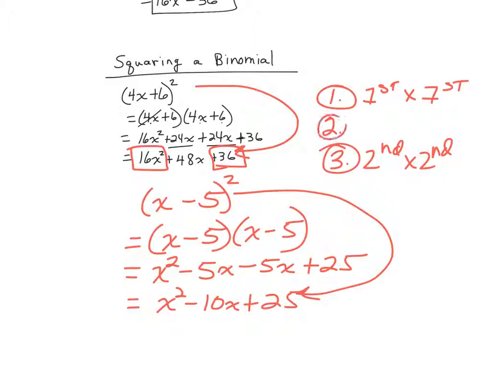Now I'm going to try to repeat Brandy's words because they were pretty good. Where do these 24x's come from? 4 times 6. Yeah, the 4x times the 6, except we're always going to have it twice. So we could take the first times the second and then take that times 2. And that always gives you the middle term.